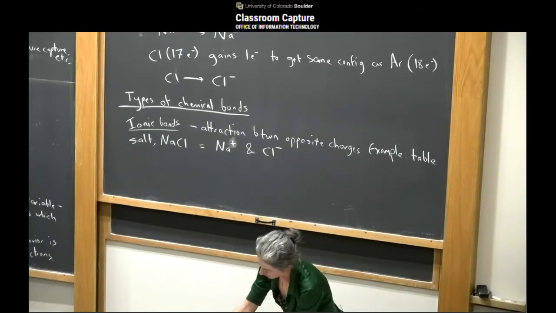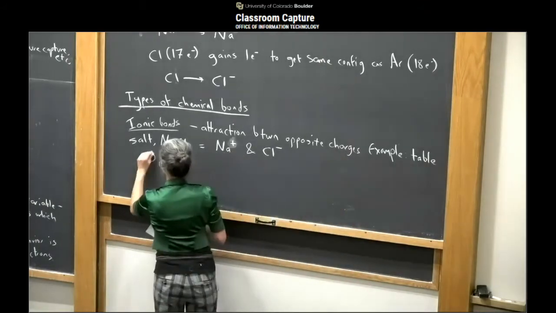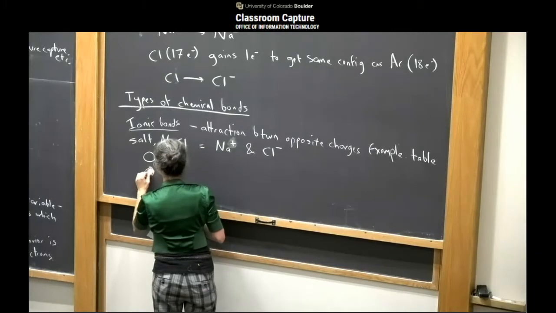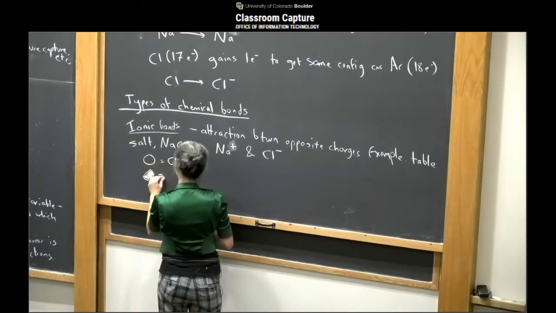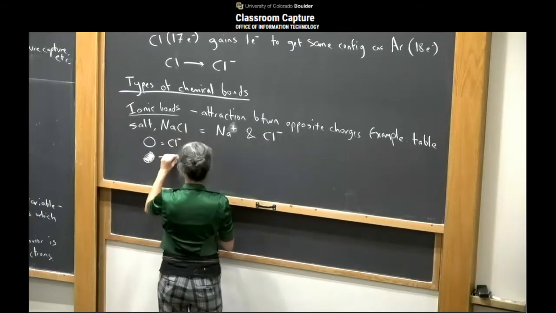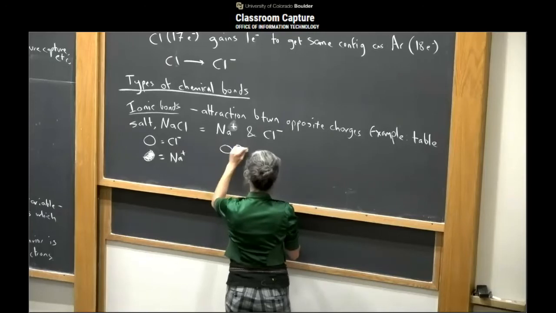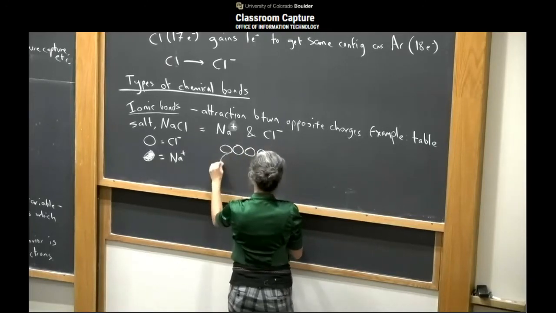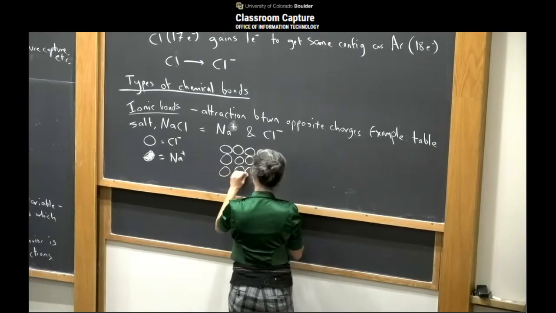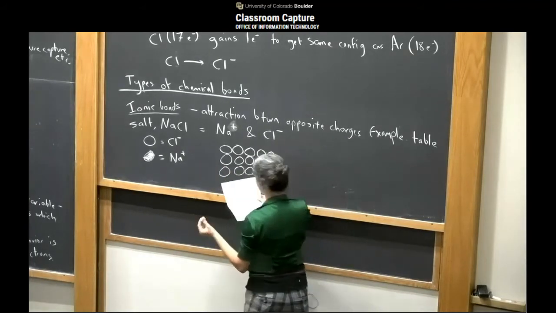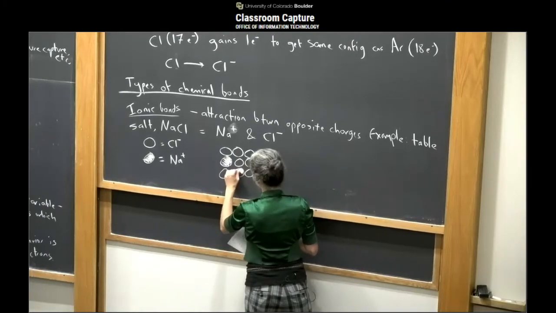So if we want to look at the structure of table salt, let's just use a couple of circles. So the empty circle here, I'm going to make chlorine. And the filled circle, I'm going to make sodium. So this just sort of fills into some sort of organized crystal structure like this of alternating ions. It's a lot easier to draw in 2 dimensions on the board.